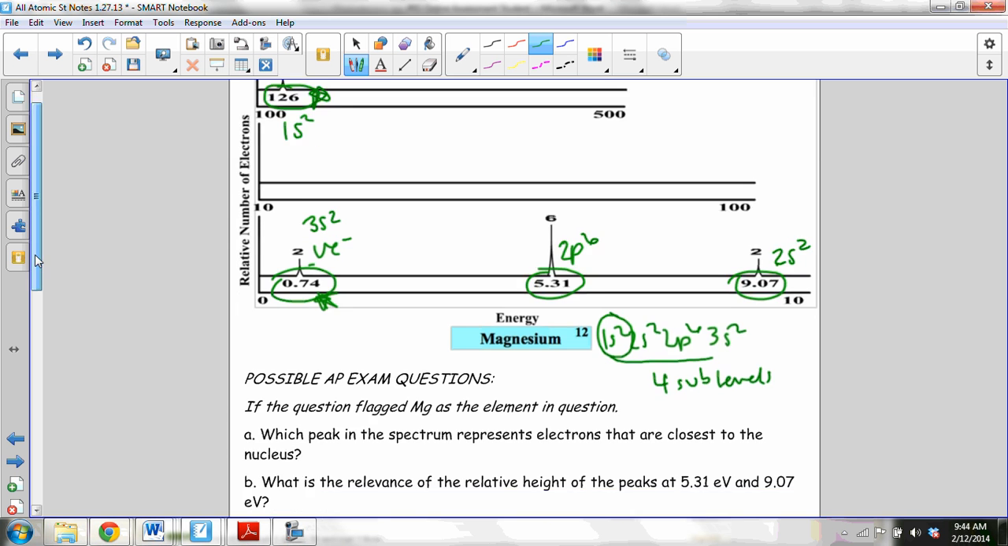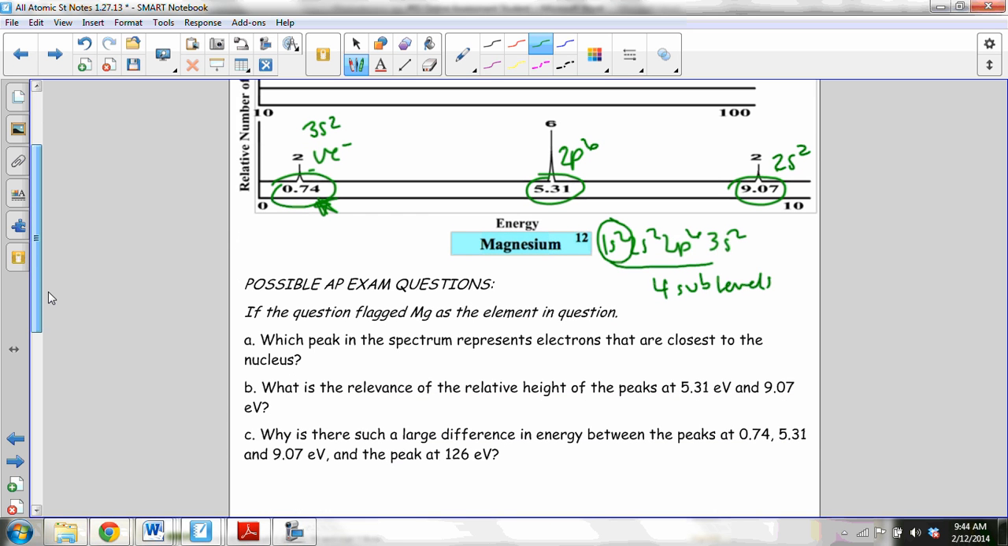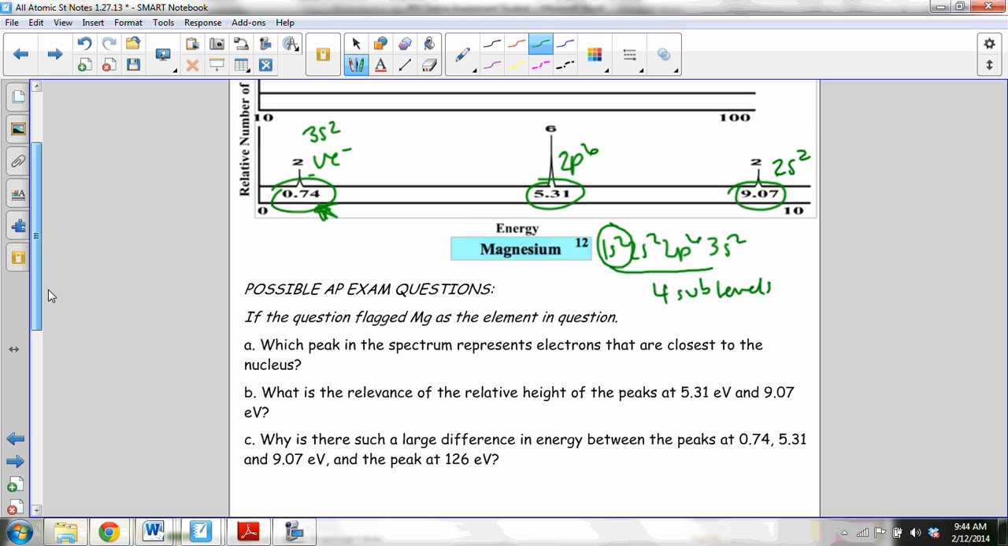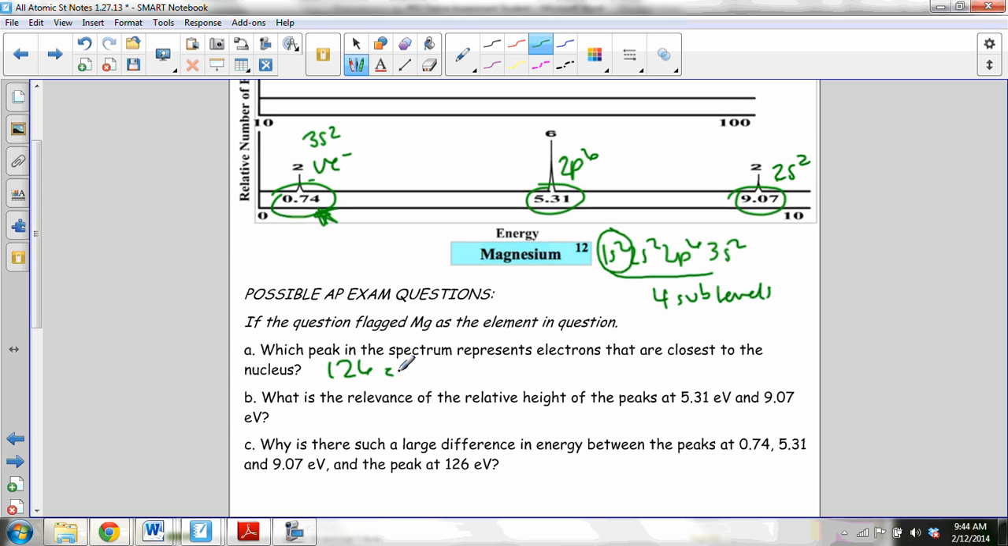So when you're looking at these questions, this one's telling you, if they told you magnesium, which peak in the spectrum represents electrons that are closer to the nucleus? The ones at 126 electron volts. What's the relevance of the relative height of the peaks at about 5 and about 9? The ones at 5.31 say there are 3 times as many electrons than the one at the 9.07. I'll just do 6 to 2 ratio since it's a 3 to 1 difference.